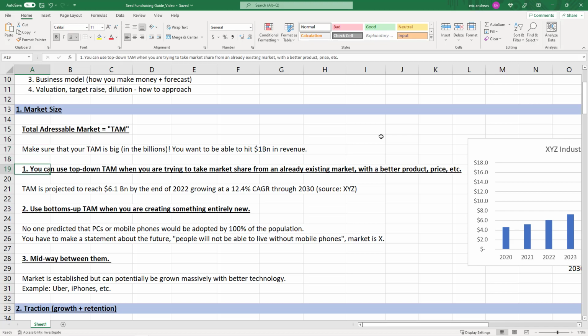So top-down TAM is when you are trying to take market share from an already existing market with a better product, service, etc. So, if you're in a certain market, you could say the TAM is projected to reach 6.1 billion by the end of 2022, growing at 12% CAGR, that's compound annual growth rate. That means it's growth per year through 2030, and source.